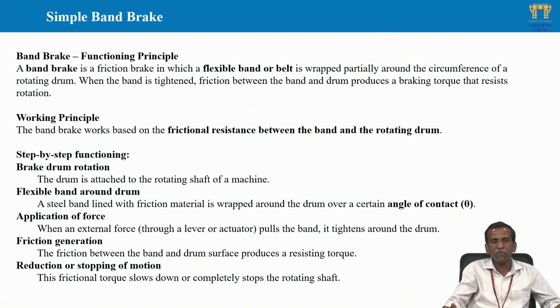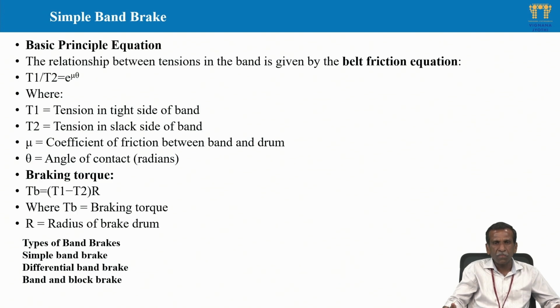And application of force. When force is applied through the lever, it exerts a tension on both ends of the band. The tension difference leads to the effective force applied. Then that force leads to frictional resistance. That friction between band and drum surface produces resisting torque. Then the motion is retarded or it may be stopped, depending on the amount of frictional resistance that exists when we apply the brake.